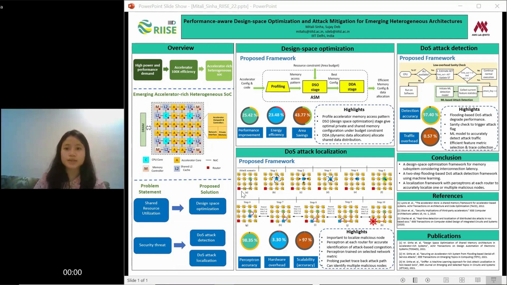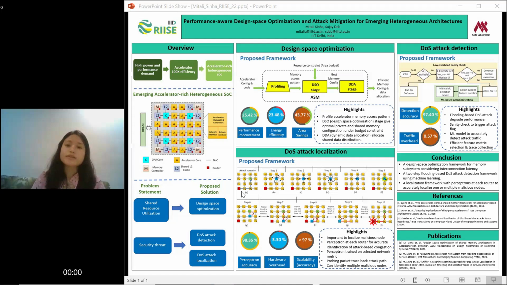emerging heterogeneous architectures. In recent years, with the advancement of the application domain or the software domain, there is also a surge of high power and performance demand in the embedded system domain. To meet this need, accelerator cores come into the picture, which are hardware architectures custom designed to accelerate a particular functionality or a particular application.